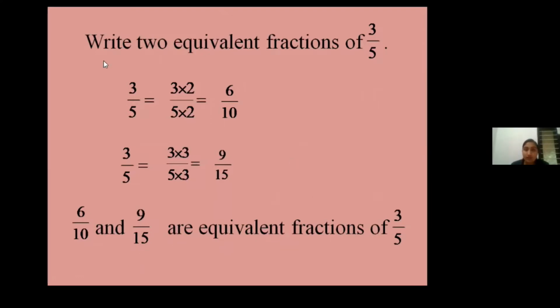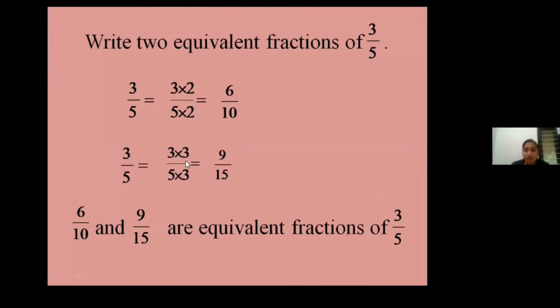So I will explain once again. Write two equivalent fractions of 3 by 5. In the given fraction 3 by 5, 3 is the numerator and 5 is the denominator. For finding equivalent fractions of a given fraction, we multiply both the numerator and denominator by the same number. You can choose any numbers, 2, 3, 4, 5, any numbers. Here I just select the numbers 2 and 3.